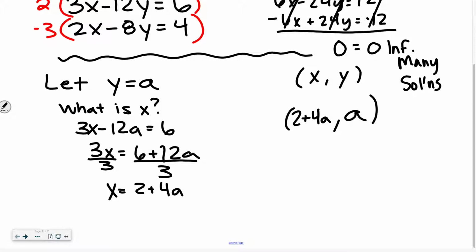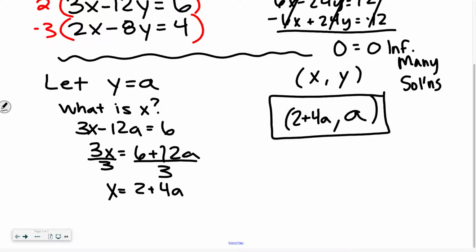So now when we say infinitely many solutions, we can actually give a set of ordered pairs in terms of A, which would generate all the possible solutions that would work. Now, what I'm going to want to see in your answers is that ordered pair, 2 plus 4a, comma A. And if you let x equal A, you would have a different ordered pair, but it would still be right. You would sub A in for x, and you would solve for y.